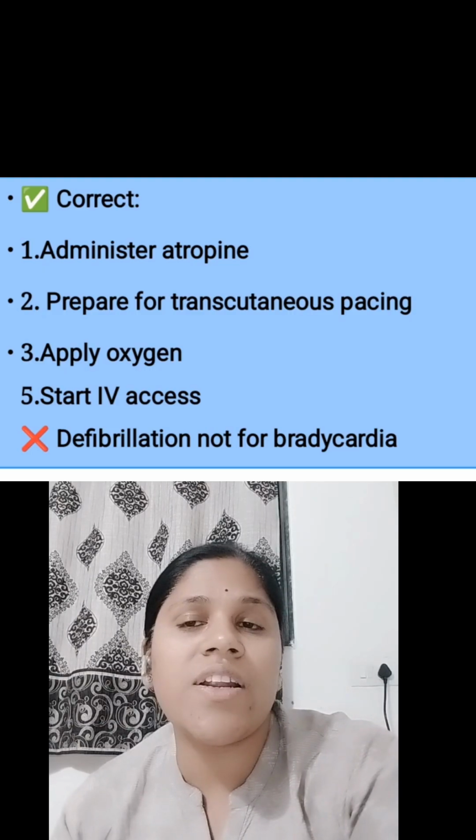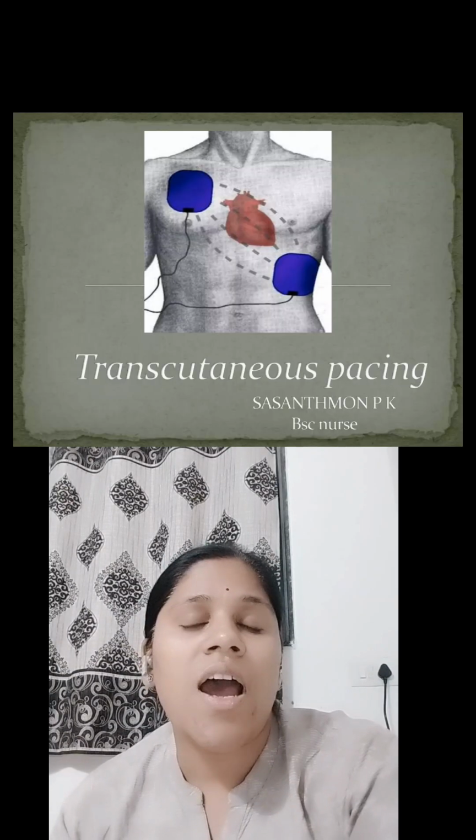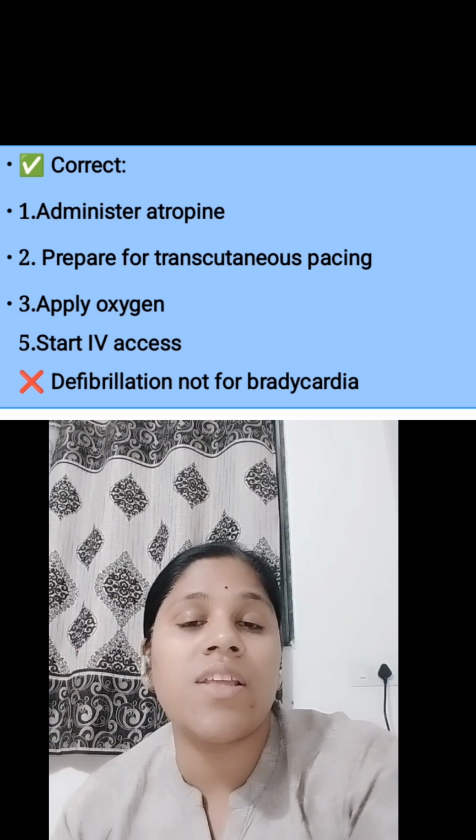So here the definitive management is injection atropine, and if it is not acting, then we can start transcutaneous pacing. We need to apply oxygen as he is unconscious, his BP is very low and the airway should not be compromised. We should start IV access to give immediate emergency drugs to the patient. Defibrillation for this bradycardia is not a correct option. So this is being eliminated.